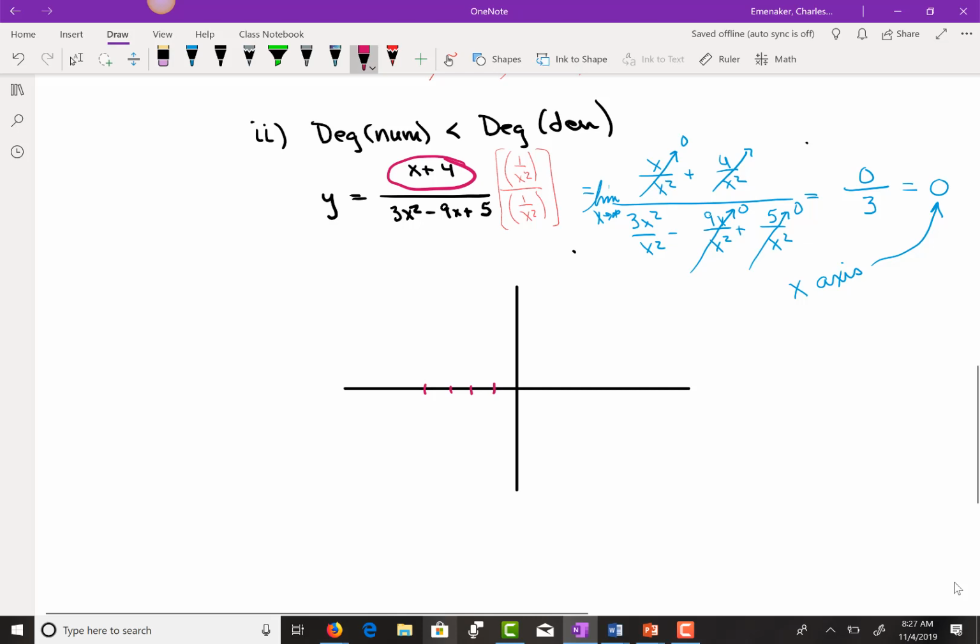It's going to cross there. Where the denominator is 0 is where you're going to have what? Aren't those going to be vertical asymptotes? How could we get those? Let's say you've got something like that.